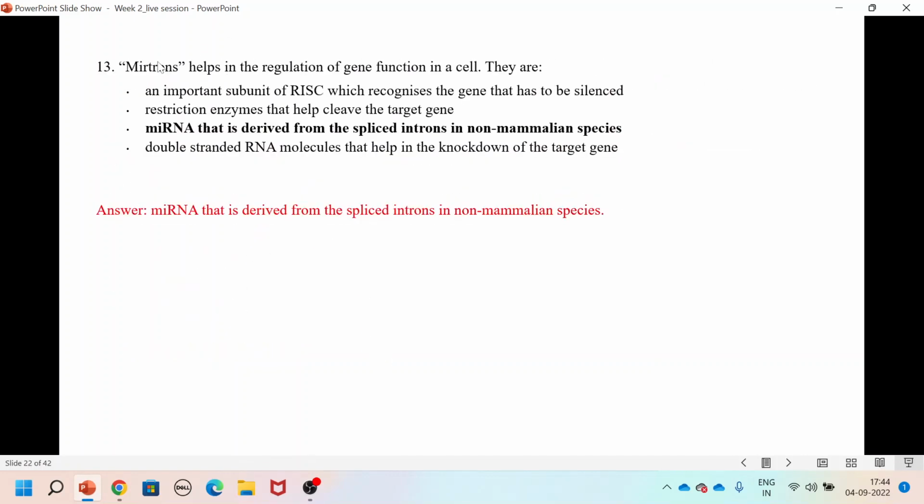The answer is mentioned here only. So mitrons help in the regulation of gene function in a cell. What are mitrons? Since the answer is mentioned, mitrons are miRNAs, that is microRNAs, derived from the spliced introns in non-mammalian species. As someone explained earlier as well, spliced introns may sometimes act as miRNA, but these mitrons are not present in mammalian species. They are present in non-mammalian species like C. elegans and Drosophila melanogaster.